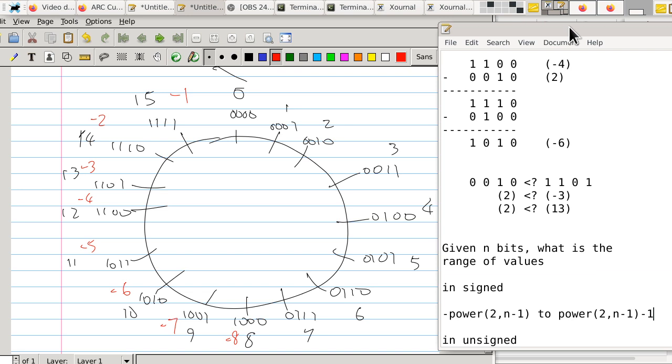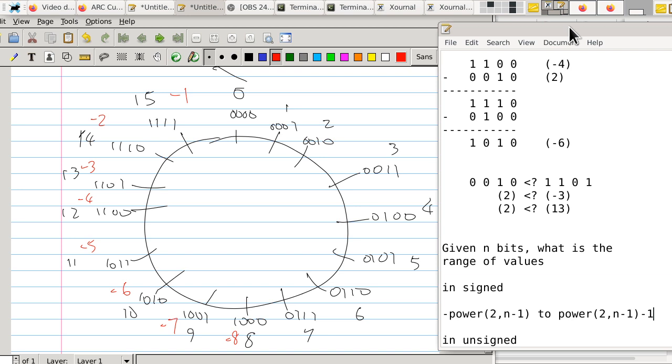It doesn't make sense? It makes perfect sense because 0 is taking up one place as a non-negative integer. Is that okay? So we have 8 negative integers from negative 1 down to negative 8, and then we have 8 non-negative integers from 0 to 7. It is perfectly symmetric, 8 versus 8.